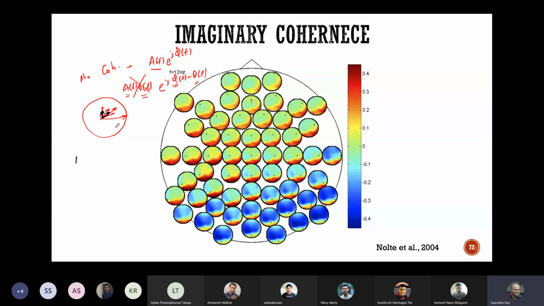Okay, and trivially, if all the vectors are pointing in this direction, which is what you would get because of volume conduction, your resultant vector will also point in this direction, and then the imaginary part will be 0. So this will wipe out any contribution which is because of volume conduction. But unfortunately, it also wipes out any sort of phase relationship which is physiological, not because of volume conduction, but happens to be at the same phase, so that the phase difference is 0. It will wipe that out as well.